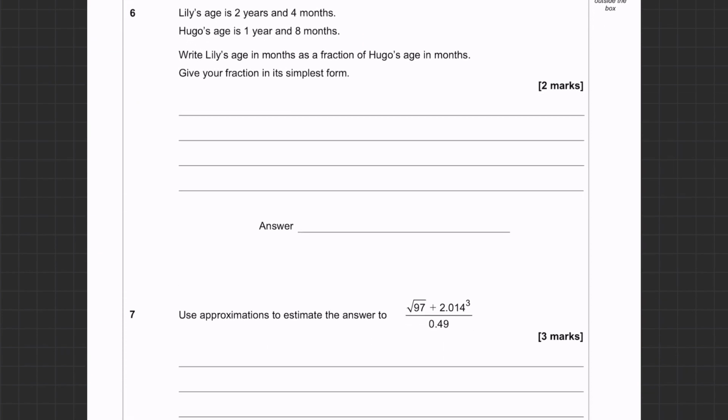Tiny bit trickier. Lily's age is 2 years and 4 months. Hugo's age is 1 year and 8 months. Write Lily's age in months as a fraction of Hugo's age in months. Give your fraction in its simplest form.